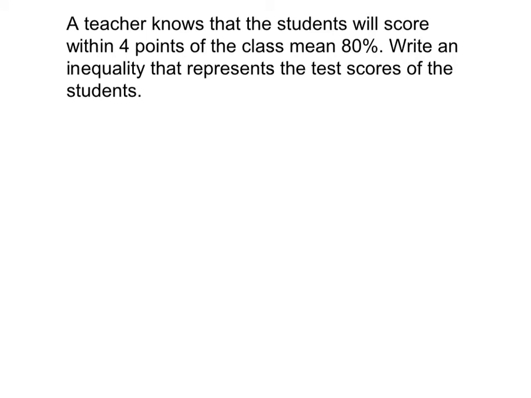A teacher knows that the students will score within 4 points of the class mean, 80%. If you remember what mean is, it's the average. Write an inequality that represents the test scores. So if the class is within 4 points of 80%, what could their grades be? You got to think about this. They could be 4% higher, which would be an 84, or they could be 4% lower, which would be a 76. So our scores are between 76 and 84, and how you write that is a compound inequality.